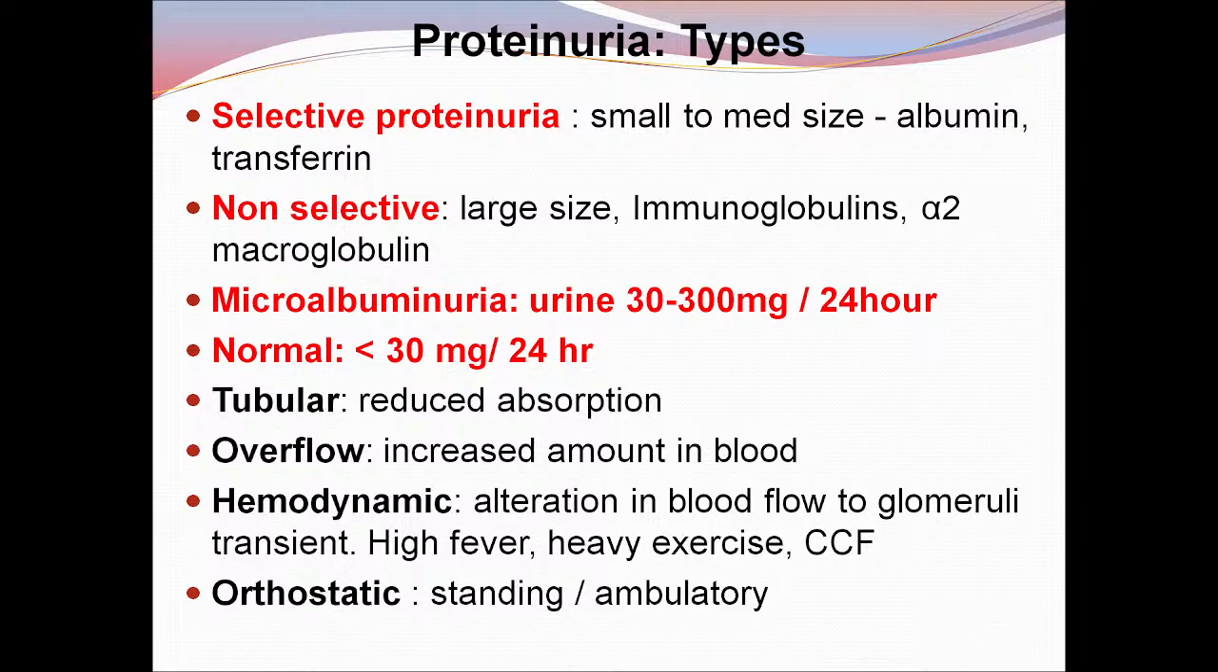Now, when you talk about proteinuria, we should also know what is microalbuminuria. It is 30 to 300 milligrams of albumin excreted per 24 hours. Normally, as I have told you, it is less than 30 milligrams per 24 hours. So, when it is in this range, it is a reflection of microalbuminuria, which cannot be detected by the conventional test we use for urine protein estimation.